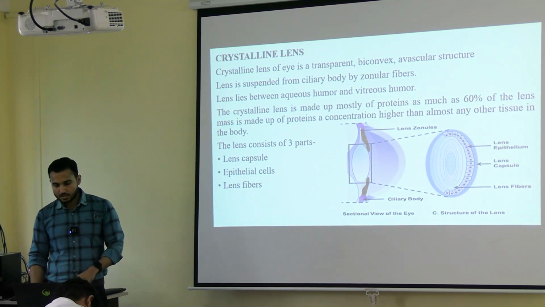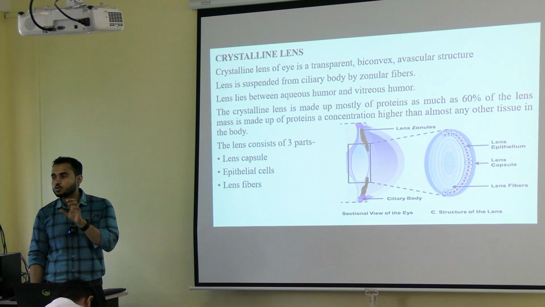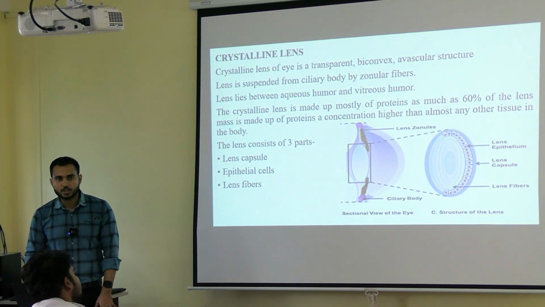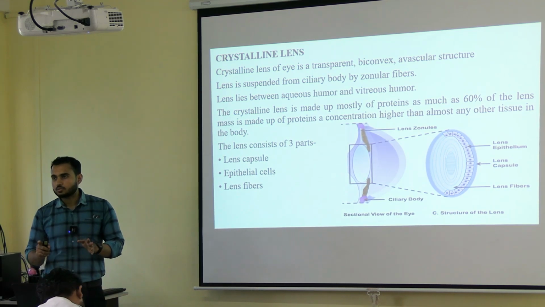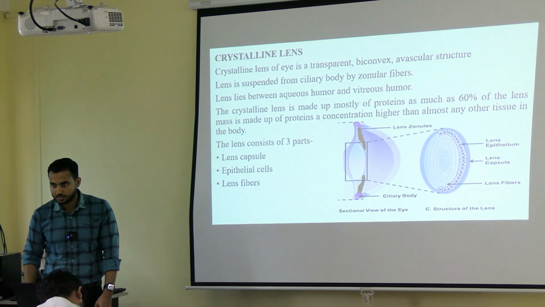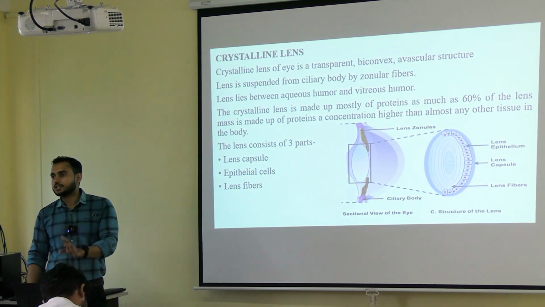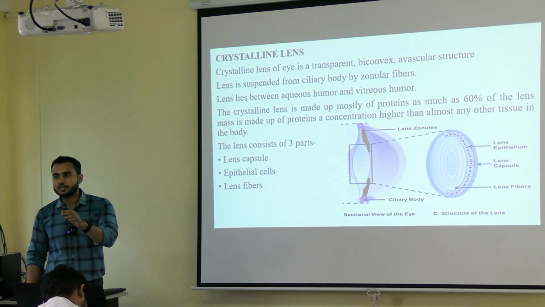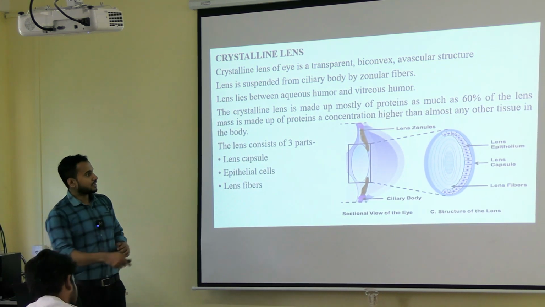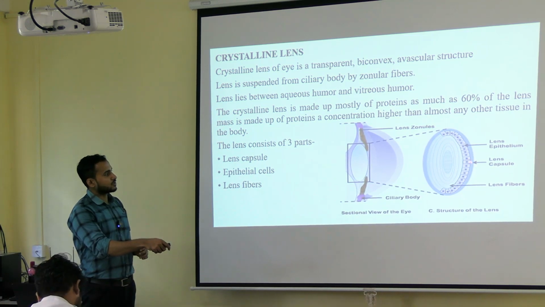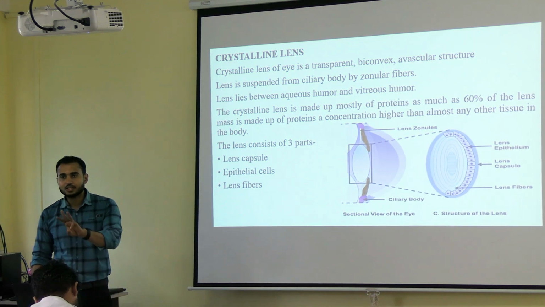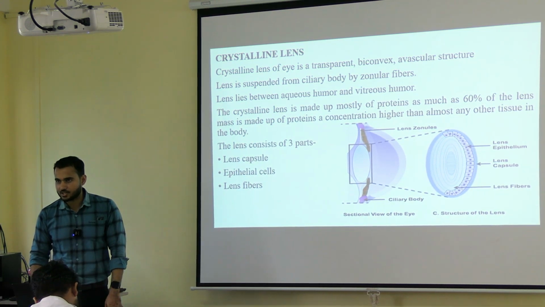Next, the crystalline lens is mostly made up of protein. 60% of the lens is made up of protein. Compared to any other tissue in our body, the protein content is highest in the crystalline lens. Next, microscopically the lens is made up of three layers. What are those three layers? If you go from outside to inside, the layers are first the lens capsule, then the lens epithelium, and then the lens fibers. These are the three components of the crystalline lens.